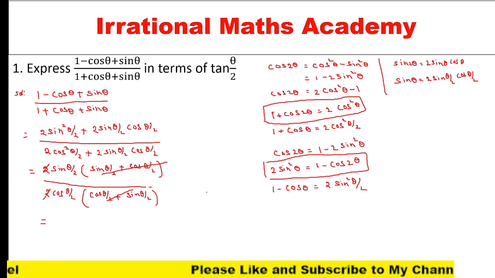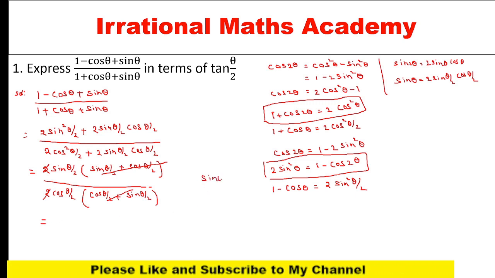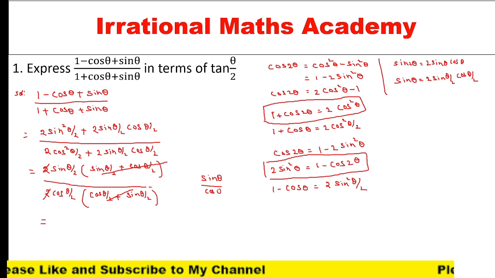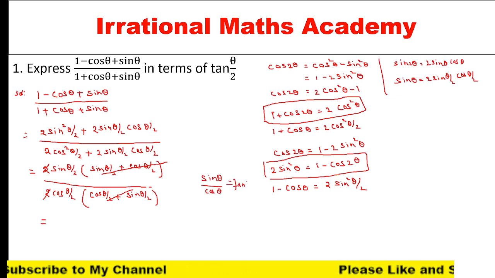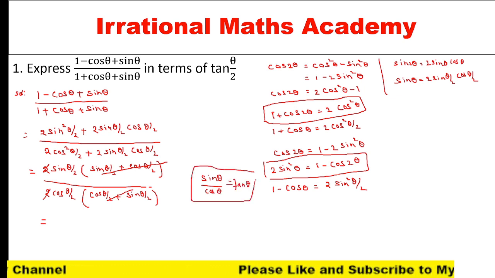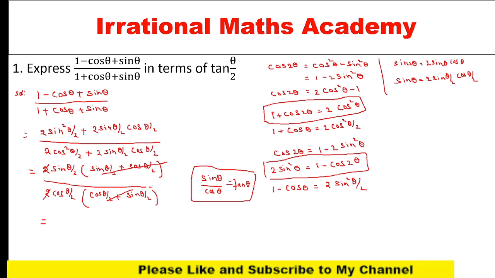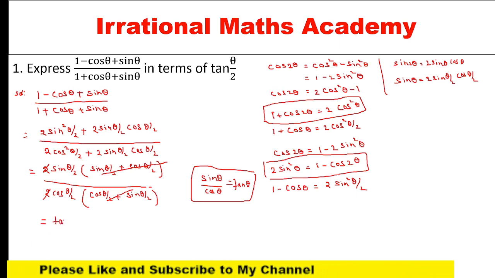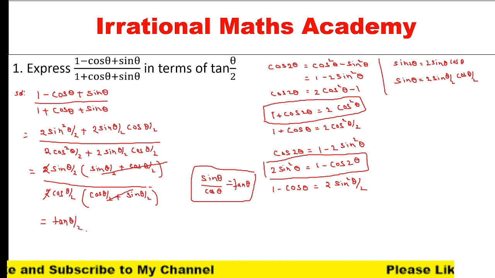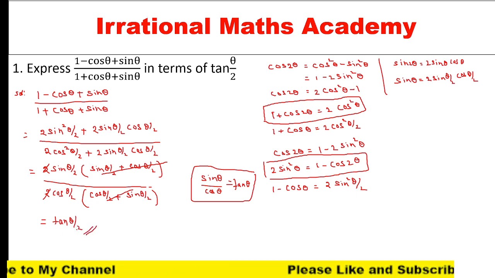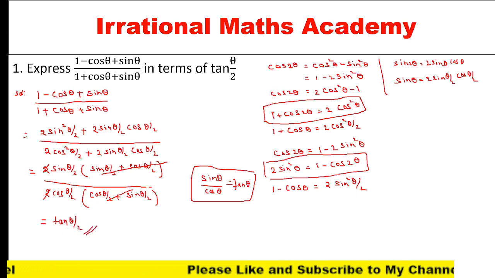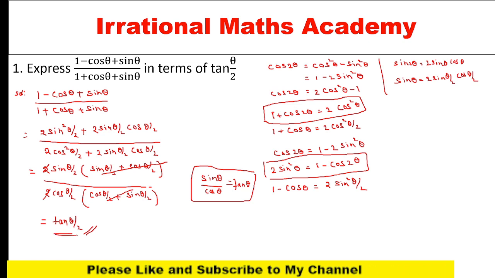Sin theta by 2. We know sin theta upon cos theta is what? Tan theta. So sin theta by 2 by cos theta by 2, we'll get tan theta by 2. What they asked? We need to express this in terms of tan theta by 2. This is our answer.